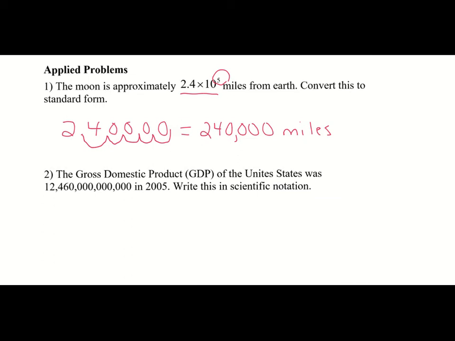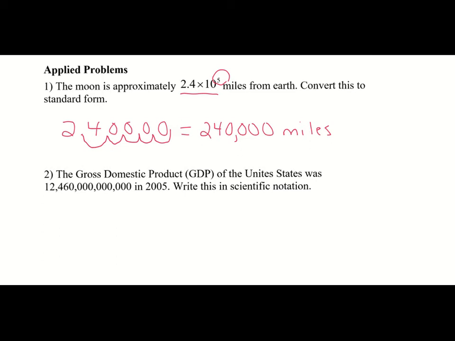All right. Number 2, the gross domestic product of the United States was $12,460 billion, or 12,460,000 items, I guess, in 2005. Write this in scientific notation because it's not money, it doesn't have money there. All right, so we've got to write it in scientific notation.